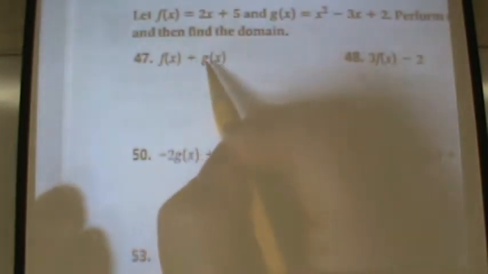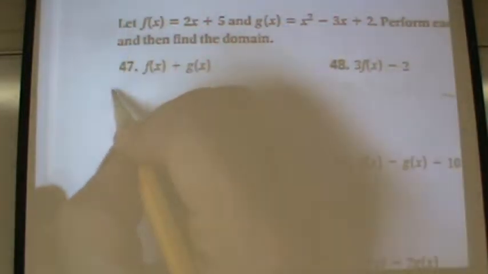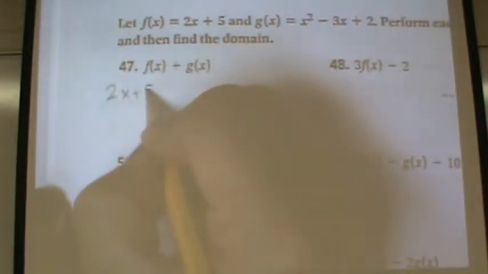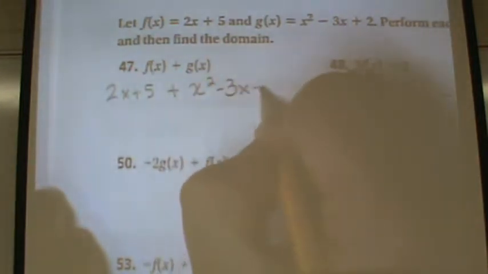Okay, flip over. We're going to do these real quick. What does f of x plus g of x tell you to do? Tells you to add these two functions. So you have 2x plus 5 plus x squared minus 3x plus 2.